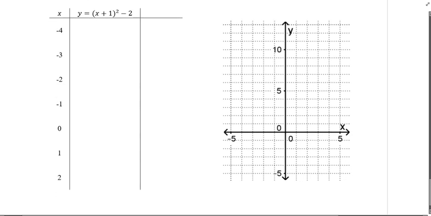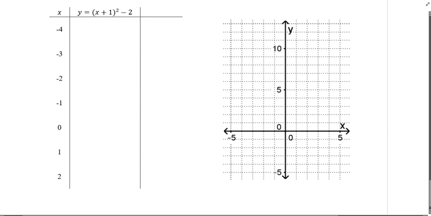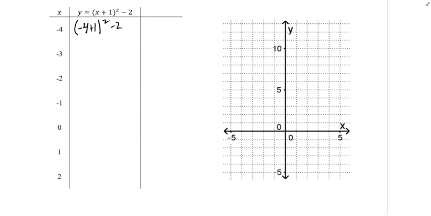Okay, let's try another one. This one's a little bit trickier. I'm going to let you try it. We'll try the first one together. So I sub in -4 plus 1, all squared, minus 2. I'm going to do this in steps, but I would suggest you do it on your calculator so you can get it done in one step.